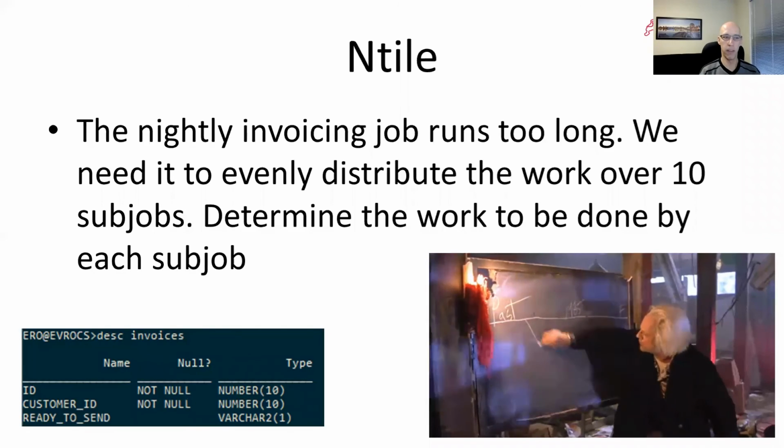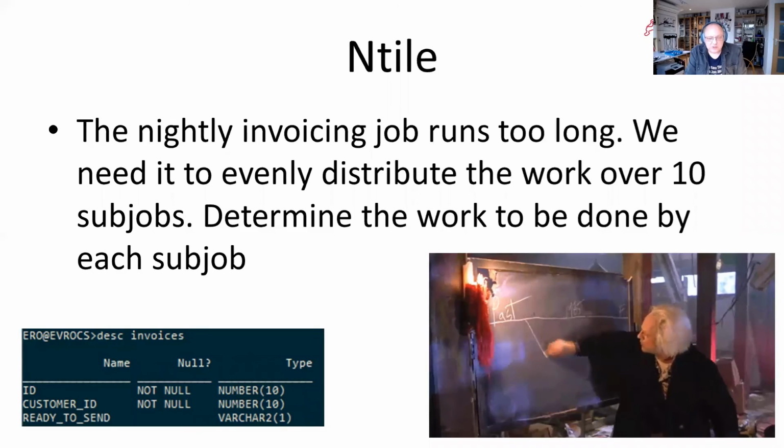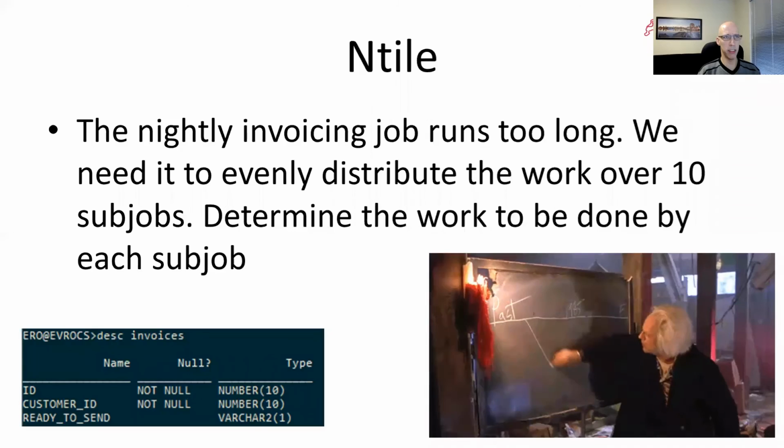Okay. On the lower left, you can see that the table has an invoice ID, a customer ID, and a ready to send. If the ready to send is set to yes, then the invoice has to be generated that night. Okay, how could we do that? Okay, so I just need to split the table into 10 different jobs?